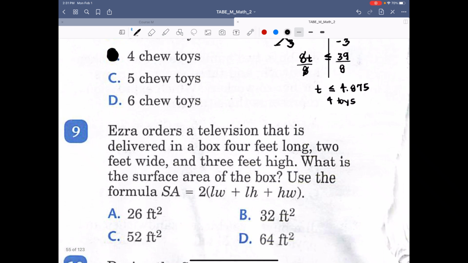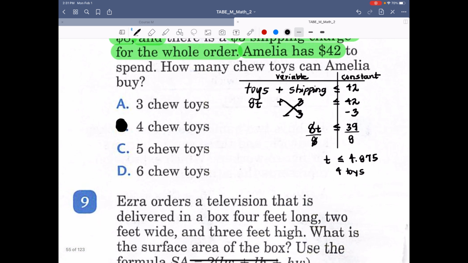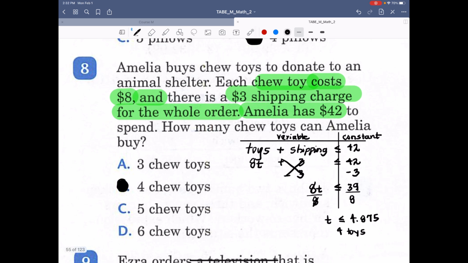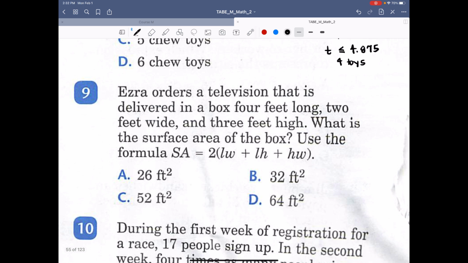Okay, number 9. Ezra orders a television. I'm sorry, let me go back, make sure I marked it. Number 8 is B, as in boy. Number 9. Ezra orders a television that is delivered in a box 4 feet long, 2 feet wide, and 3 feet high. What is the surface area of the box?